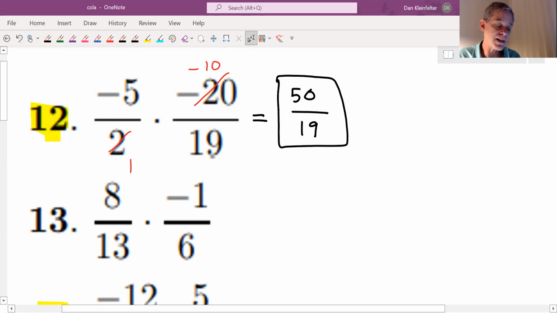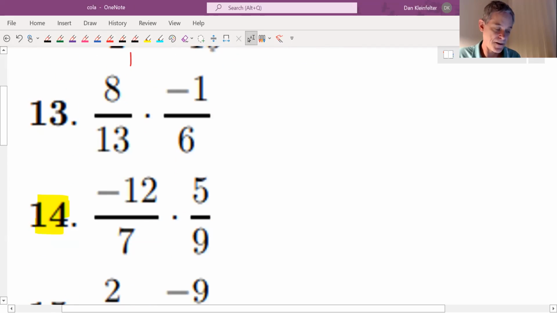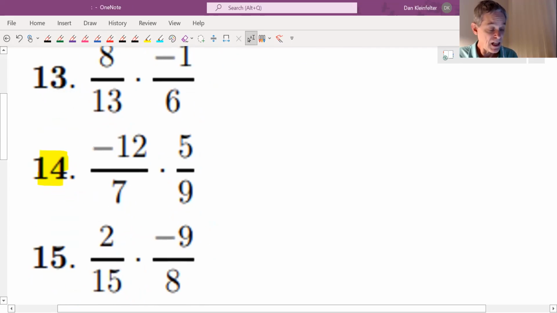Okay, a lot of this is really just about following the directions. Okay, let's see. For number 14, the 12 and the 9 have a common factor of 3. So let's divide that out. Negative 12 divided by 3 is negative 4. 9 divided by 3 is 3. And that's all that can be done. Multiplying across, we have negative 4 times 5 is negative 20. 7 times 3 is 21 down below.